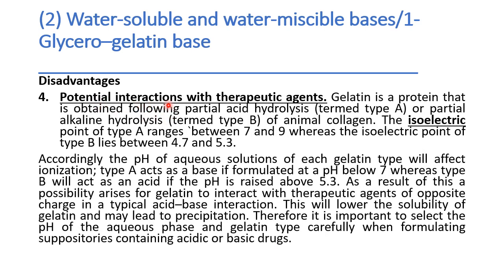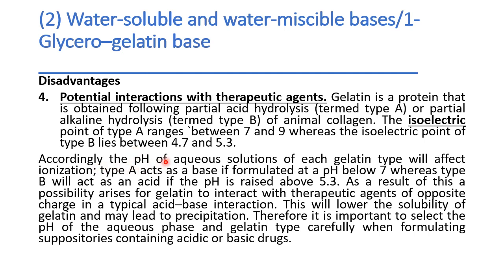Number 4, potential interactions with the therapeutic agents. We know that gelatin is a protein that is obtained following partial acid hydrolysis to obtain gelatin type A, or following partial alkaline hydrolysis to obtain gelatin type B from animal collagen. The isoelectric point, we know that it is the pH at which the molecule has no charge. So the isoelectric point of type A gelatin is between 7 and 9, whereas the isoelectric point of type B gelatin is between 4.7 and 5.3 pH.